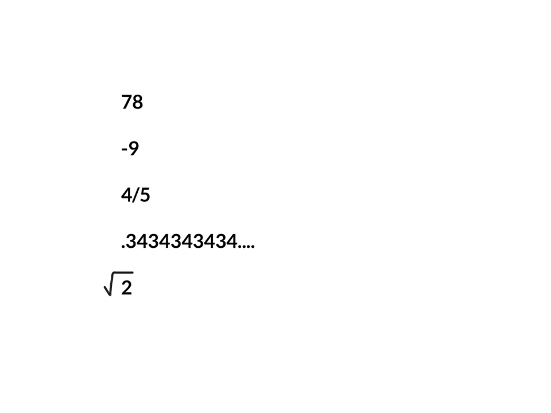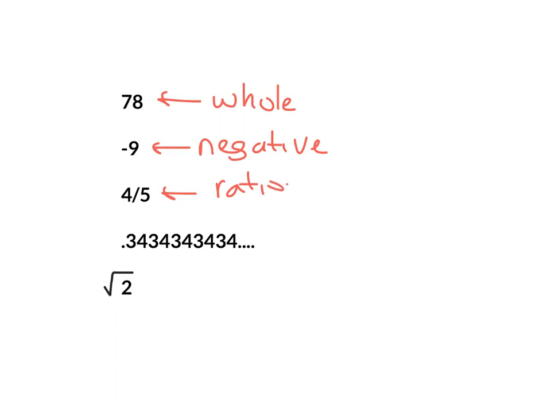Let's just see if we can name some numbers. The 78 right here, the best name you could give that would be a whole number because it is 0 or greater. -9 is an integer. Both these are integers, but the best name you could give for that is just a negative number, but it is an integer. 4/5, because it is a fraction, is rational. That's the best name we can give to it.